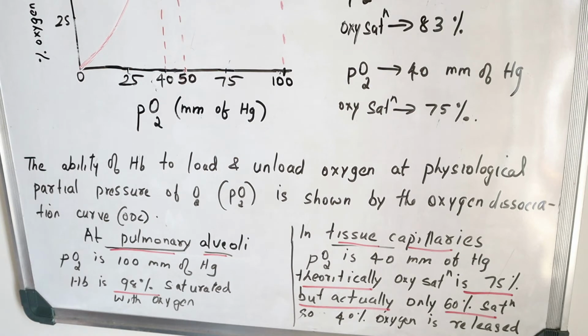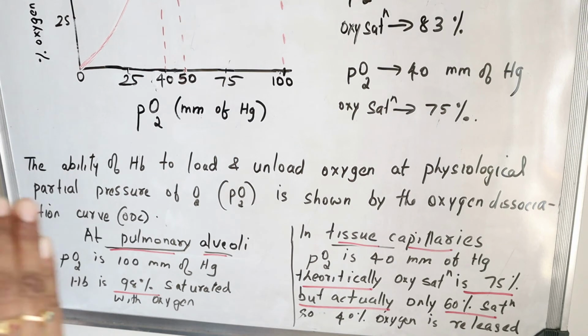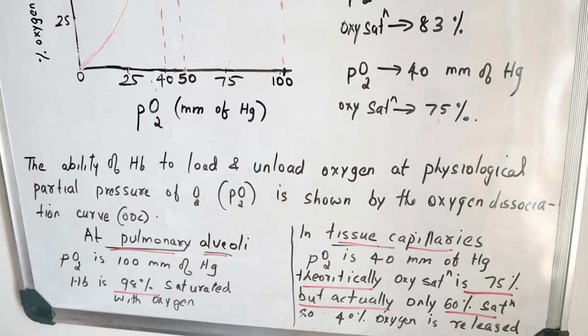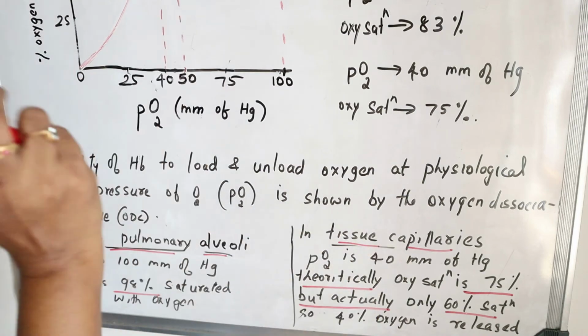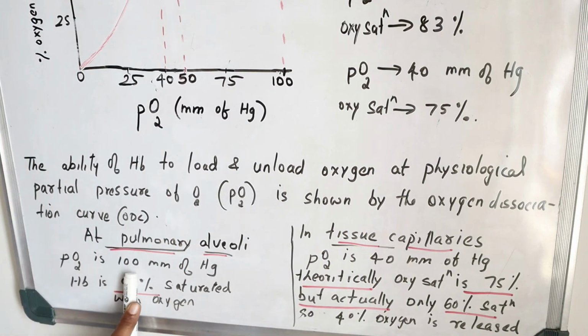And why is that? Because in tissues oxygen is required, so more oxygen is released from hemoglobin there. For that reason, we see only 60% saturation of hemoglobin, and the remaining 40% is released to the tissue, so that tissues can take this oxygen and carry out various metabolic reactions producing ATP or energy. So that occurs in the tissue capillaries. So in pulmonary alveoli, the partial pressure of oxygen is 100 millimeters of mercury, and oxygen saturation is 98 or 97%.